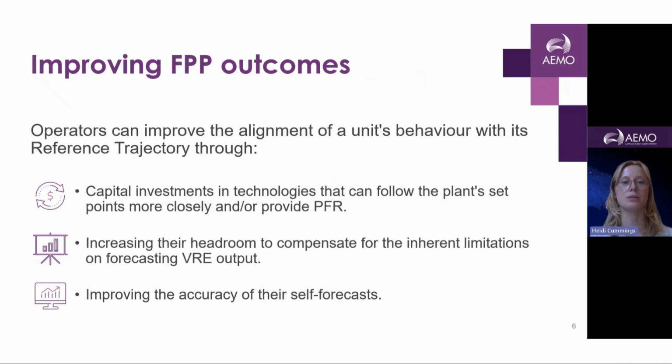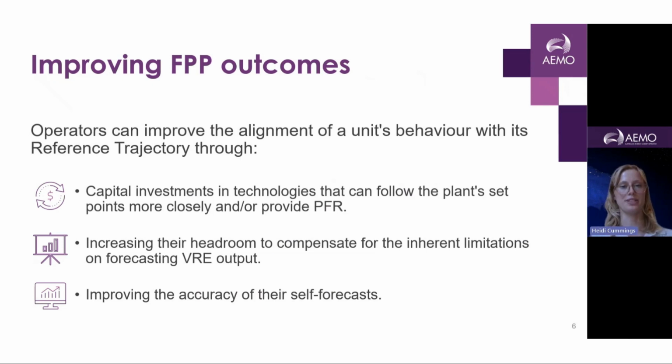Firstly, capital investment in technologies that are able to follow plant set points more closely and provide primary frequency response would improve the FPP outcomes of variable renewable energy facilities such as wind or solar farms. For example, the helpful performance of a co-located battery can compensate for the variation from solar or wind farms, especially when their generation falls short of forecasted output.